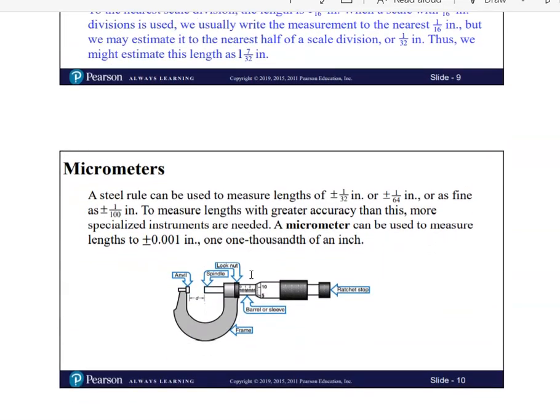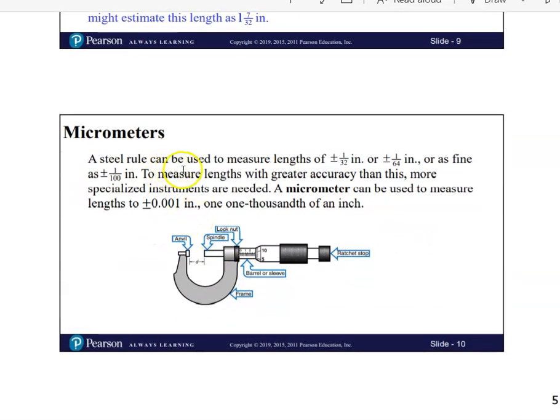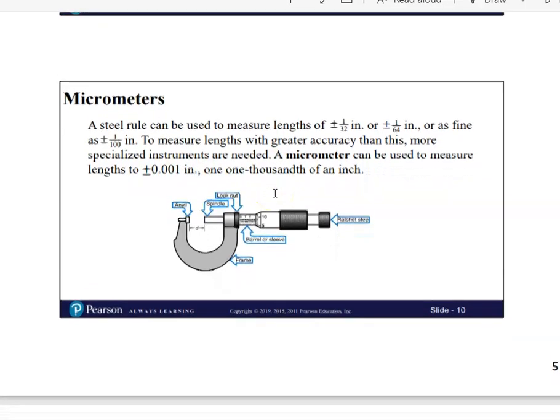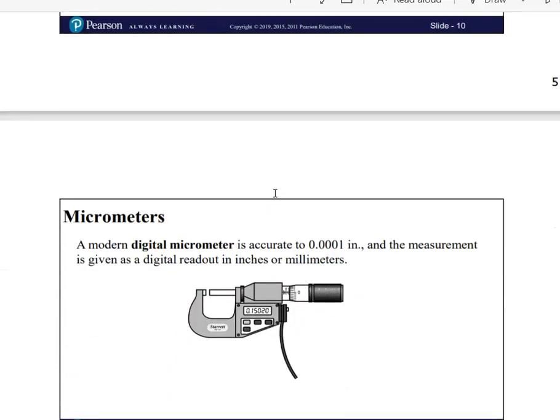When we consider using micrometers, a steel rule can be used to measure lengths of plus or minus 1/32 of an inch, plus or minus 1/64 of an inch, or as fine as plus or minus 1/100th of an inch. To measure lengths with greater accuracy than this, more specialized instruments are needed. A micrometer can be used to measure lengths of plus or minus 0.001 of an inch, 1/1000th of an inch. It's just really, really tiny.